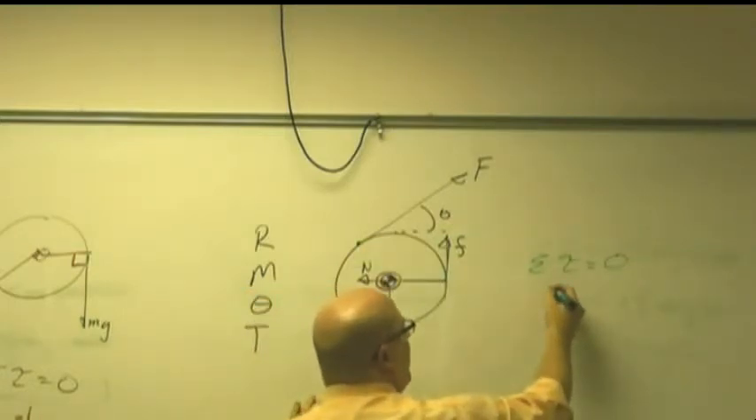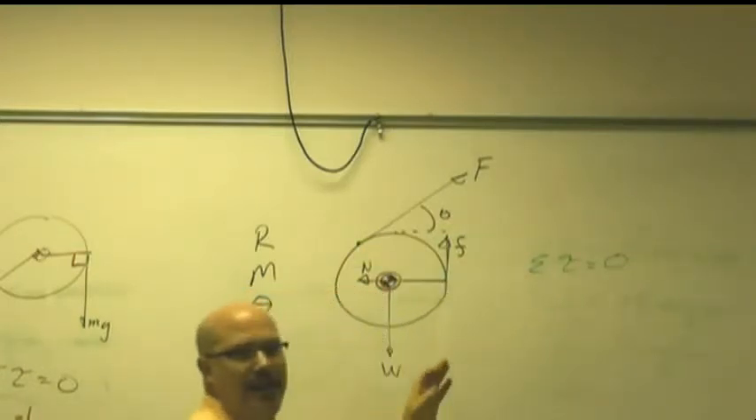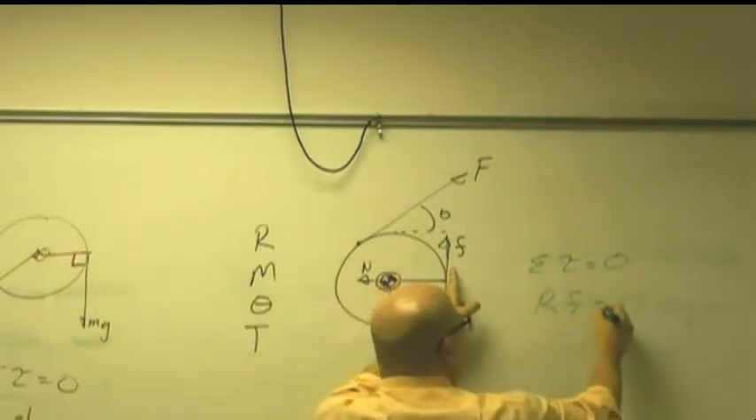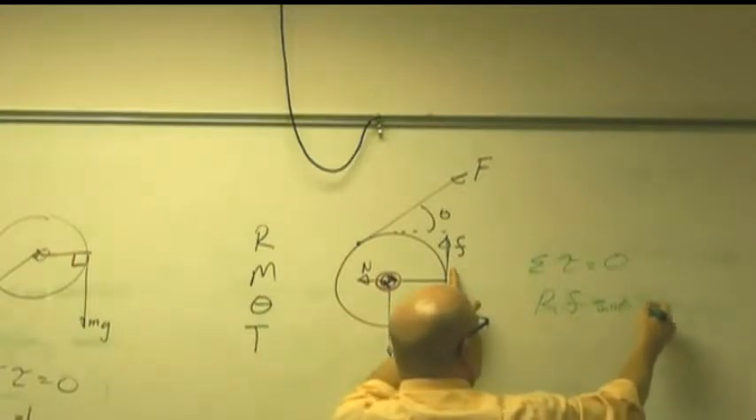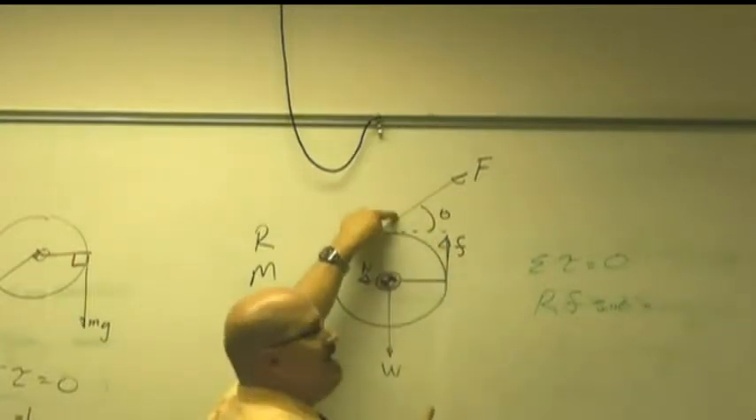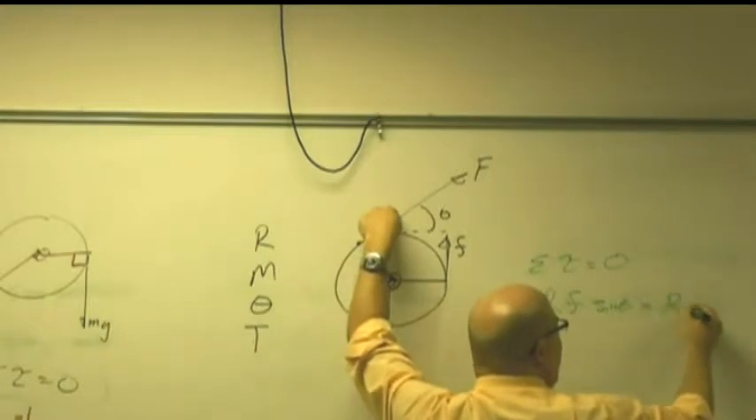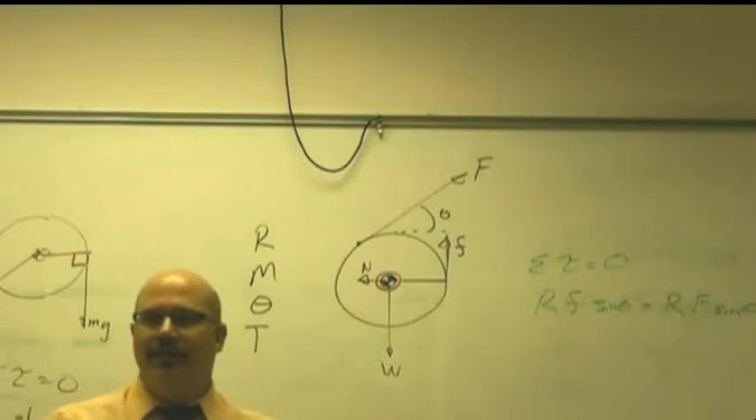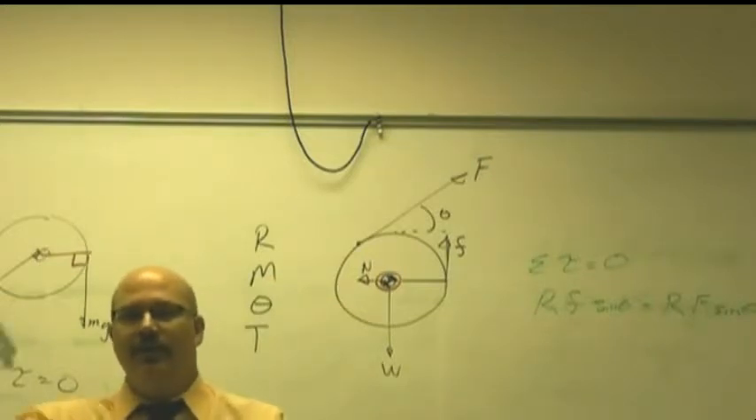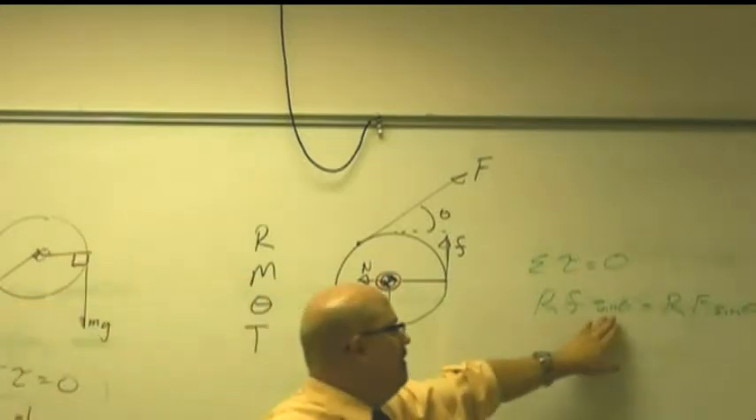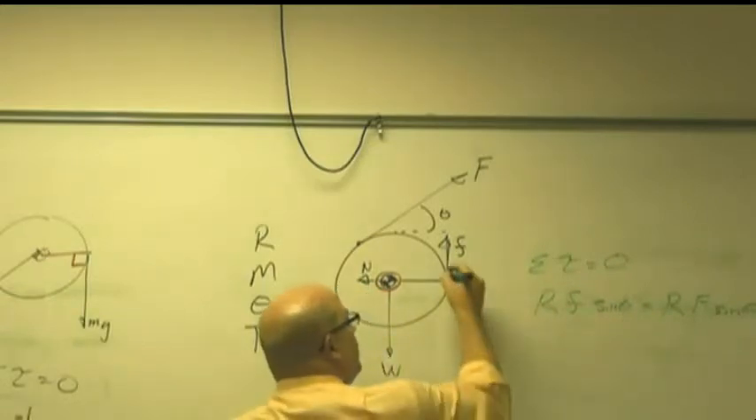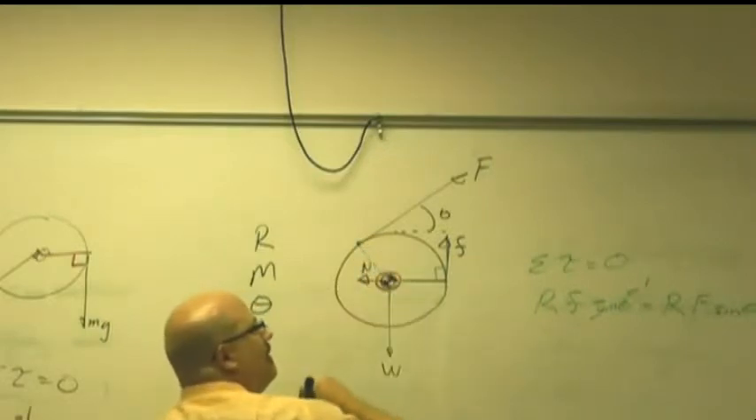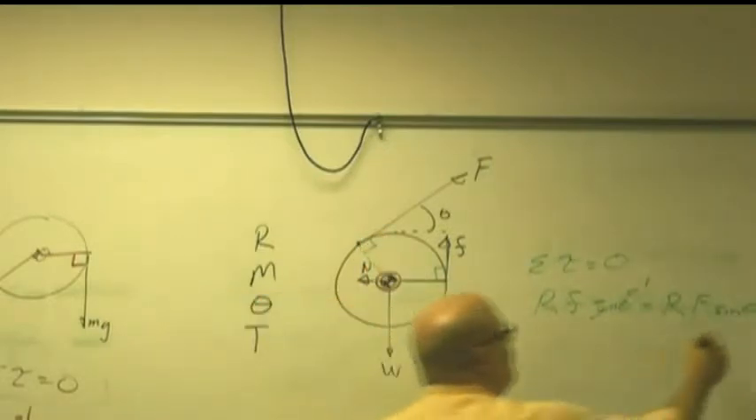So I'm going to say that, what's my radius to this one? R F sine theta equals R F sine theta. The theta in the friction, isn't that equal? Theta equals 90. There you go. Sine of what angle? 90. So which is 1. Over here, here's my radius. Sine of 90, which is 1.